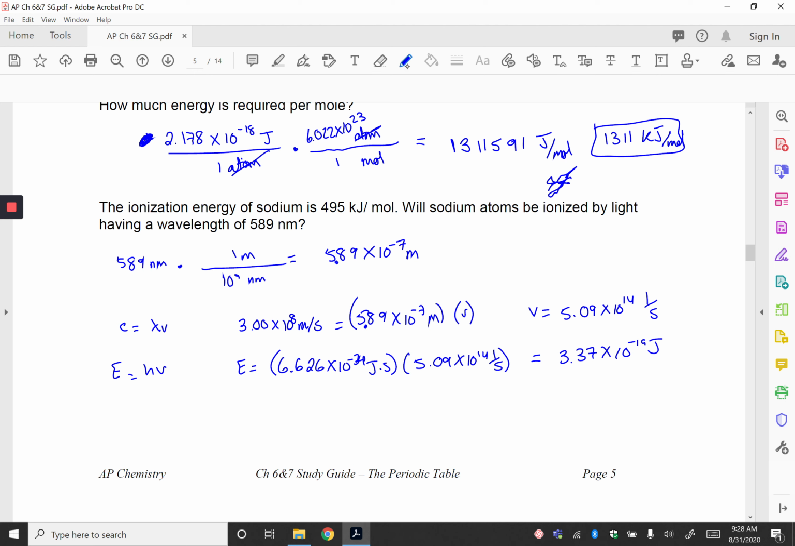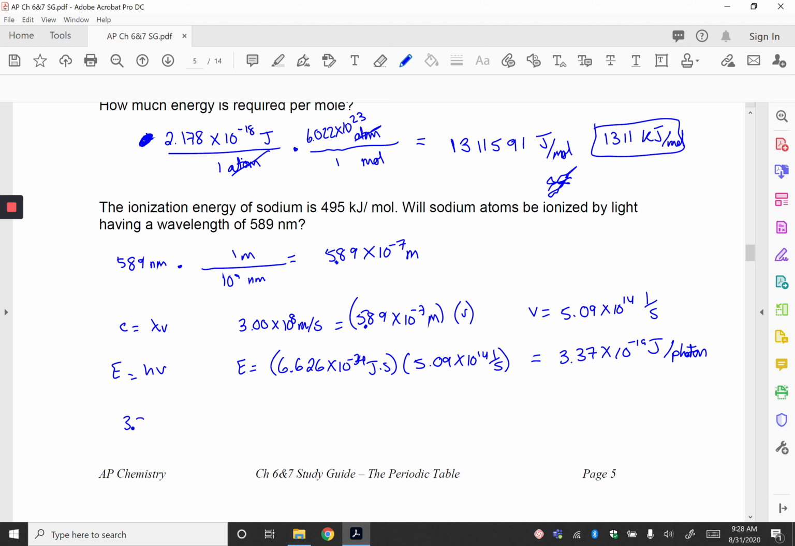Now, I did get some energy, but I can't really compare this energy versus this energy. Why not? Because this is in joules, and this is in kilojoules, and this is for 1 photon of light, whereas this one's for a whole mole. So this is per photon. So I have to convert one of them to match the units. So either I convert this to kilojoules per mole, or I convert this one to joules per photon, or per atom. So I'm going to go ahead and convert this to kilojoules per mole.